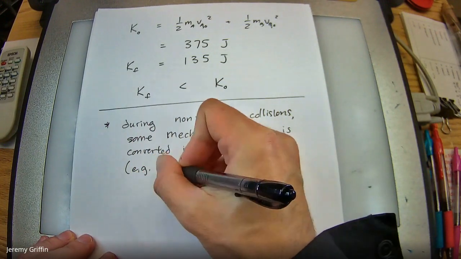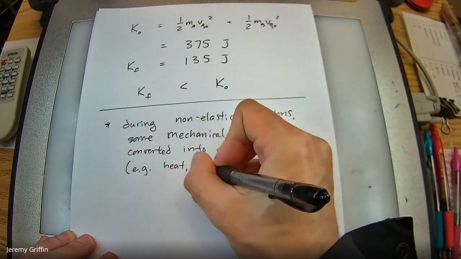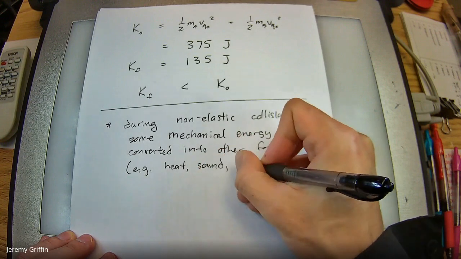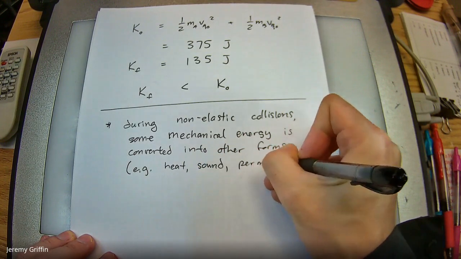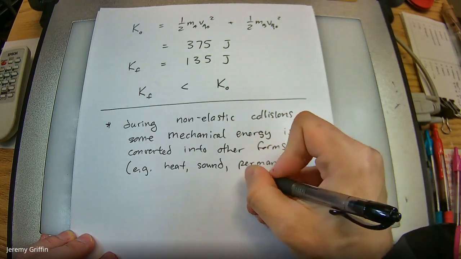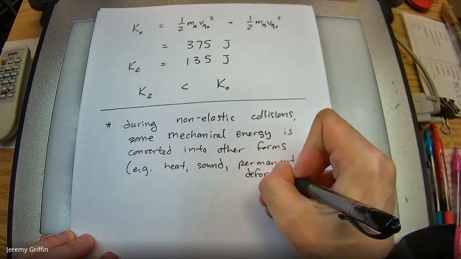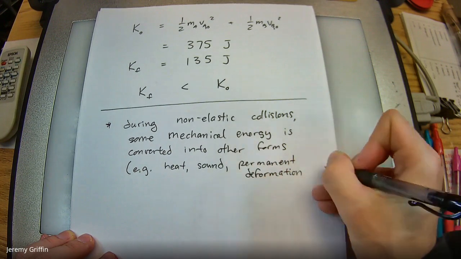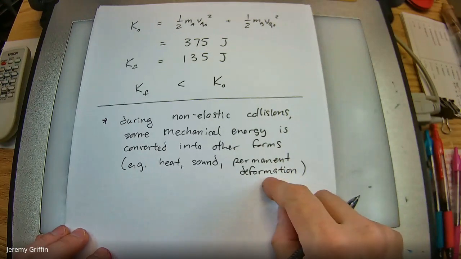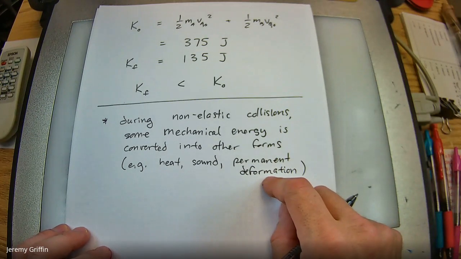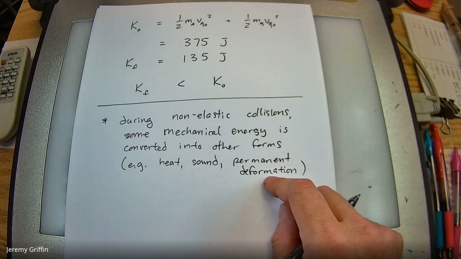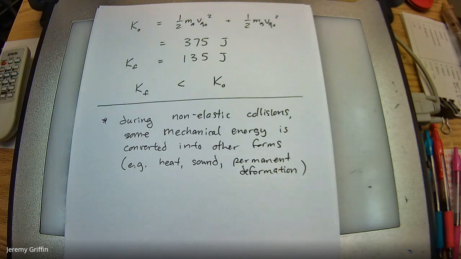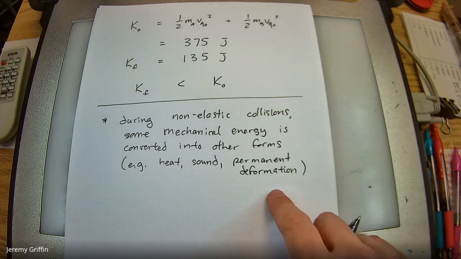So, for example, heat, sound, permanent deformation. Permanent deformation is a pretty big one, right? So, for example, if this was like 2 balls of clay smashing against each other, this would be permanently deformed, right? Force times distance. Or what about this? What if you fire a bullet into a block of wood? Do you think that bullet has to push those wood fibers out of the way to embed itself in that block of wood?